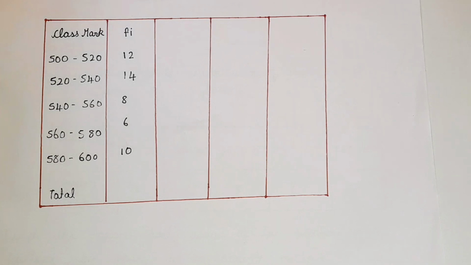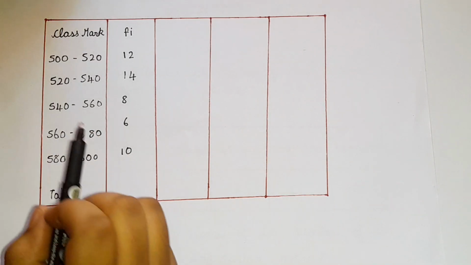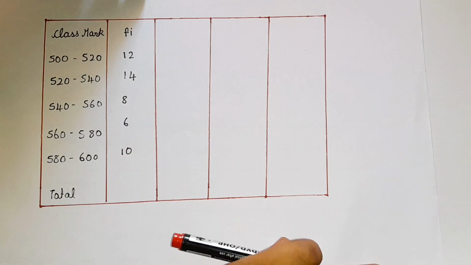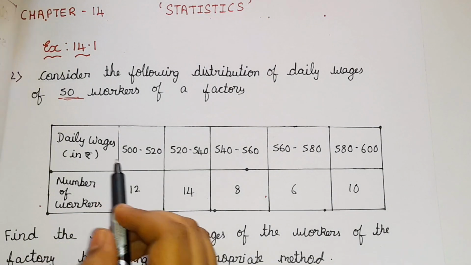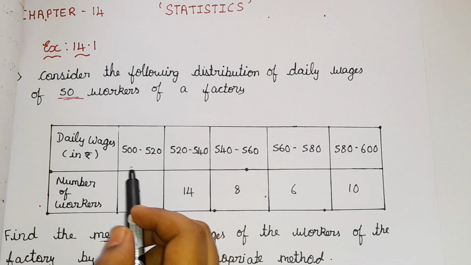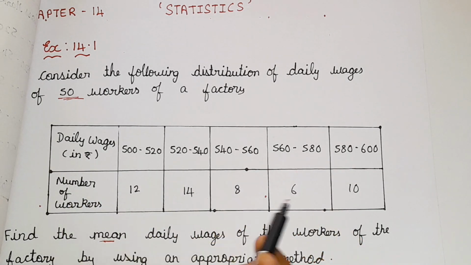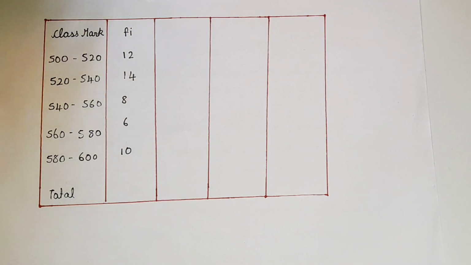Okay guys, so I just drew the table and I wrote class mark. What is the meaning of class mark? I told you in the first question: whenever you have a range like 500 to 520, you take its class mark. So I write this column as class mark, and this one is the frequency. fi means frequency. I just wrote the question as it is. Now I am going to solve it by the assumed mean method.